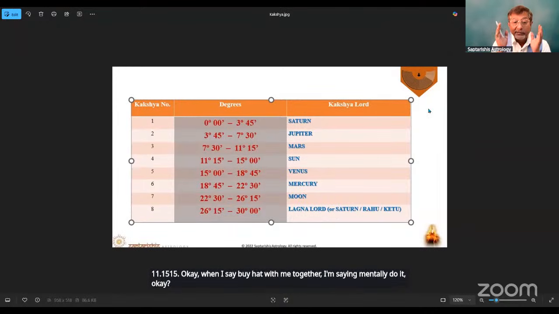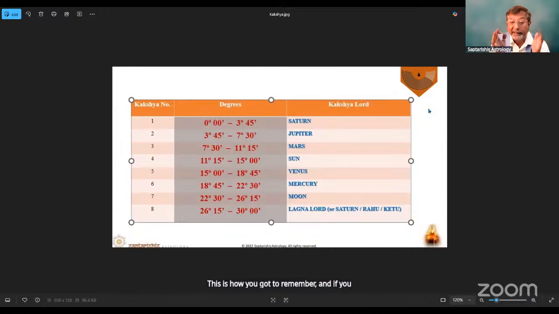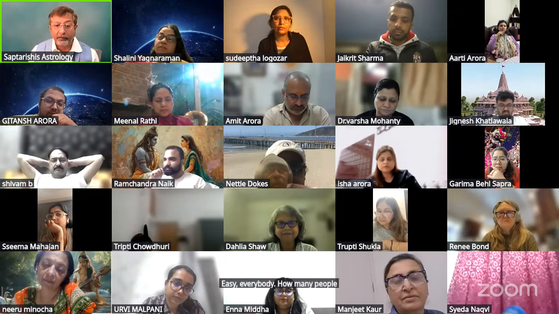This is how you have to remember. If you don't do it now, you will never become a Jyotish, because of procrastination. It's very easy. The first is Saturn, next is Jupiter, Thursday minus 2, is Tuesday, Tuesday minus 2 is Sunday. So 0 to 3:45 is Saturn, 3:45 to 7:30 is Jupiter, 7:30 to 11:15 is Mangal, Mars, 11:15 to 15 is Sunday. Easy, everybody.